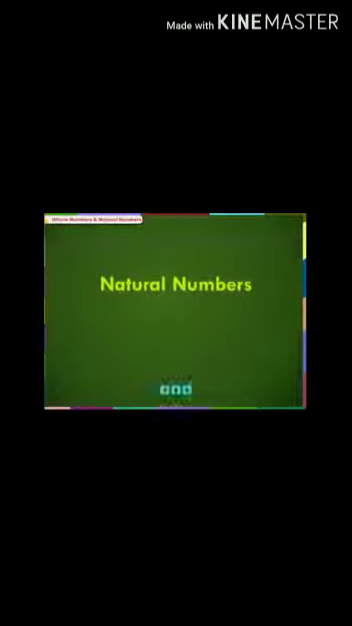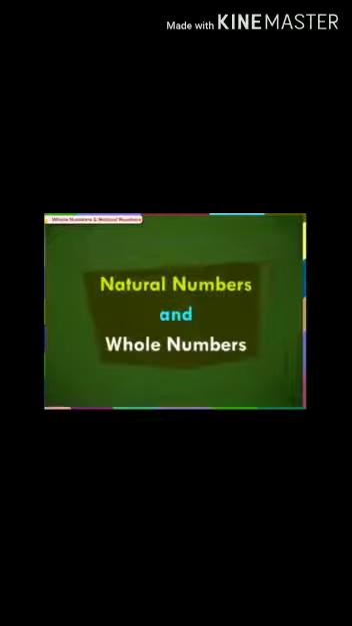Natural numbers and whole numbers. We count objects using numbers like 2 girls, 5 roses, 12 balls and 20 sticks. We use numbers 1, 2, 3, 4 and so on to count objects. So, these numbers are called counting numbers or natural numbers.